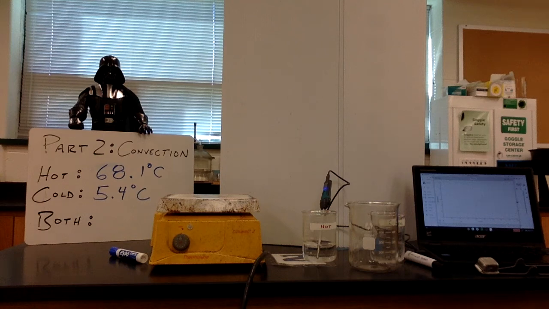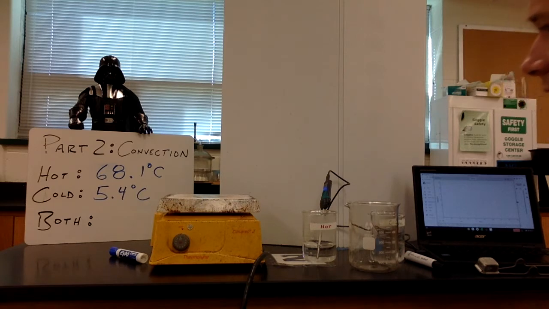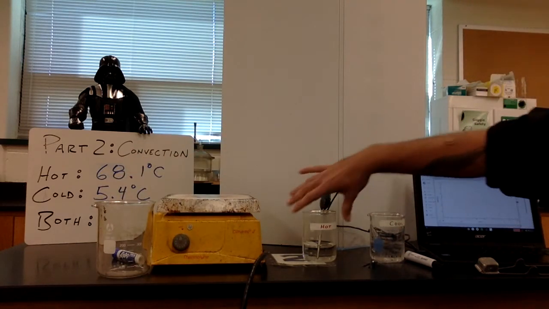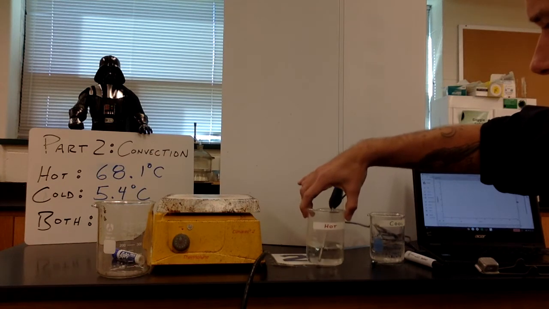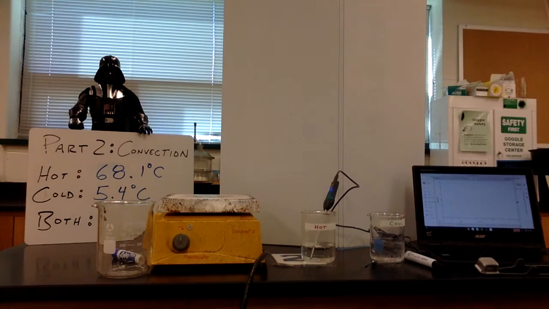Guys, here for part two of the heat flow lab. Here we have our convection station. What I had here is two beakers set up. One I heated on the hot plate here, still kind of warm. I had it measured at 68.1 degrees Celsius.